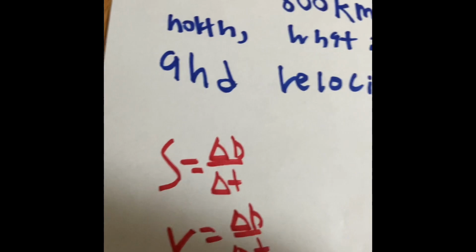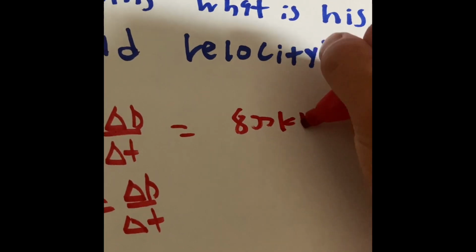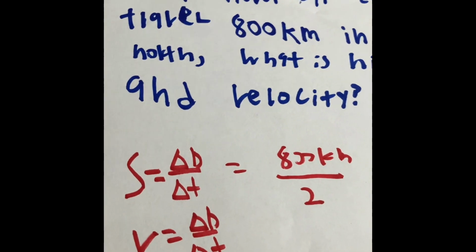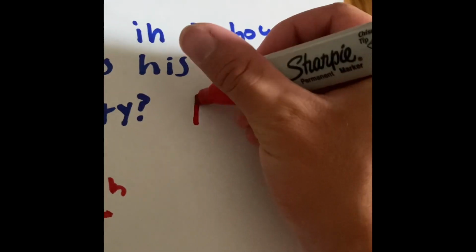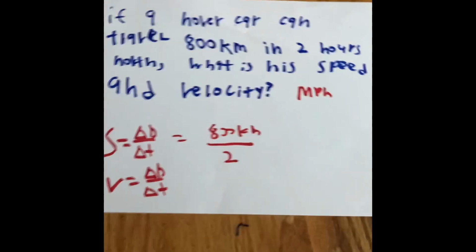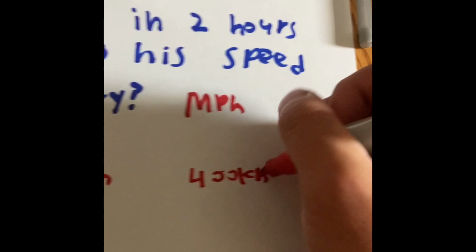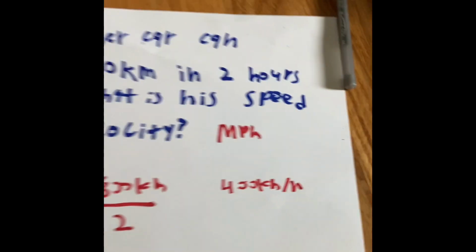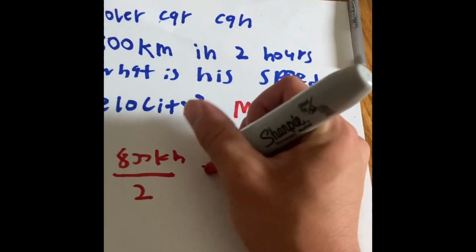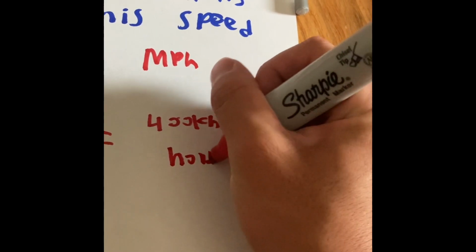If your distance is 800 kilometers, divide that by 2 hours, because we want to measure it in kilometers per hour. 800 divided by 2 is 400 kilometers per hour. So that is how fast the hover car is going. But hang on, if you wanted to calculate velocity, it's going at that speed north.